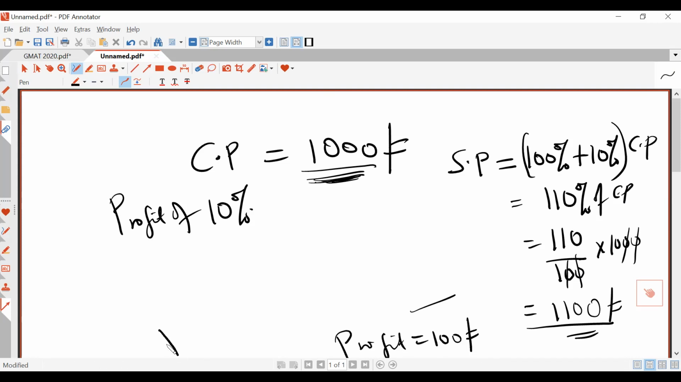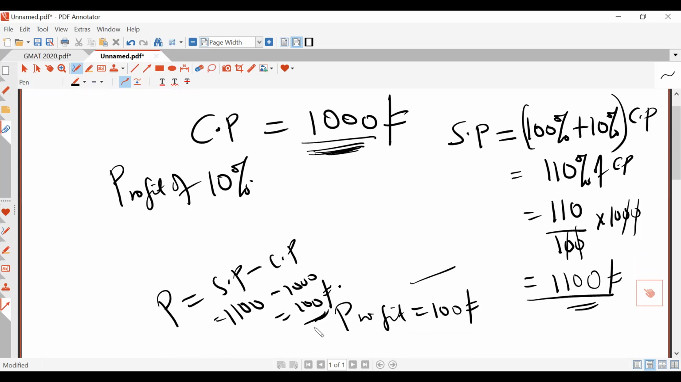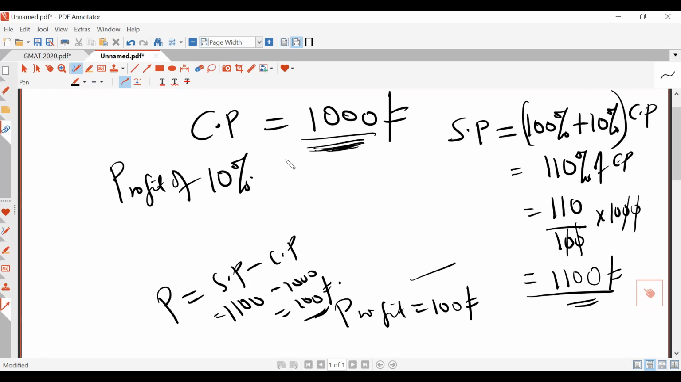In other words, profit is equal to selling price minus the cost price. 1,100 minus 1,000, the profit that we've made here is 100 shillings. I hope that that is fine with you. Yes. So in case we've made a profit, you simply add to 100%.